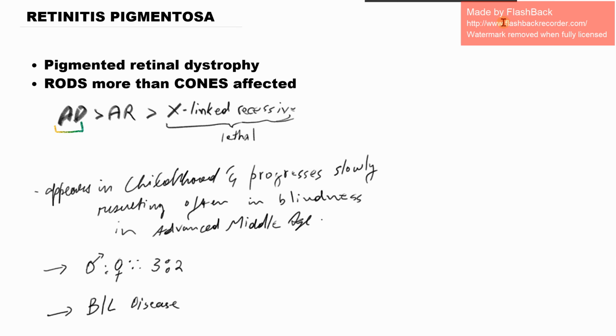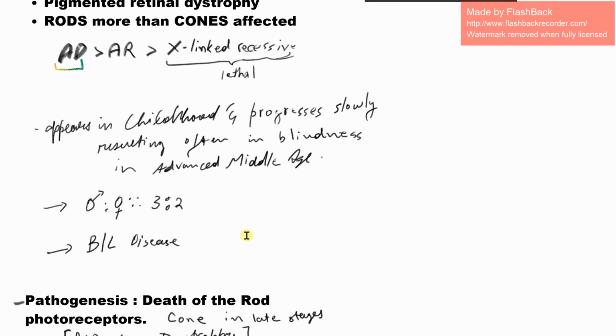Retinitis pigmentosa is a type of pigmented retinal cell dystrophy in which rod cells are more affected than cone. Retinitis pigmentosa can be inherited in autosomal dominant form, autosomal recessive, or X-linked recessive form. X-linked recessive being the lethal. Retinitis pigmentosa appears in childhood and progresses slowly, resulting often in blindness in advanced and middle age.